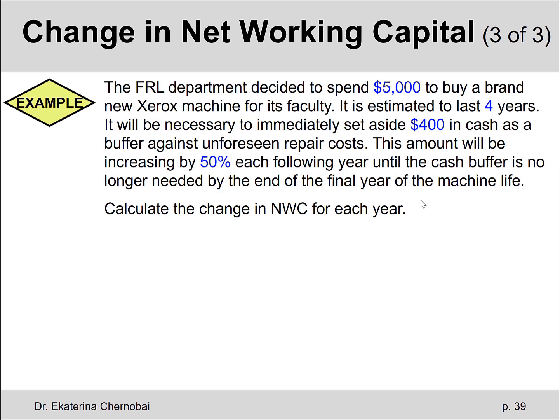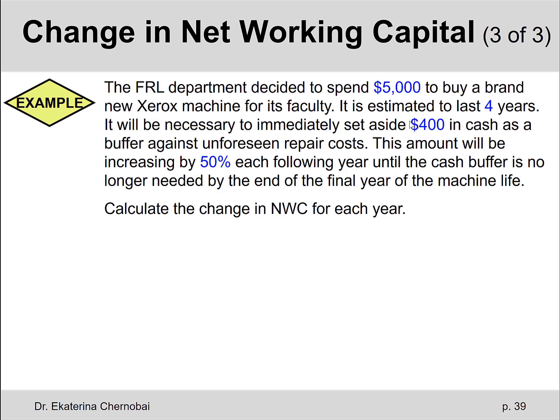So 1 year at a time, we need to see how the net working capital would be changing. And the net working capital in this problem is just cash. So only cash and nothing else. You can think of everything else still being there, just not changing. So cash is the only part of net working capital that would be changing as part of this project.